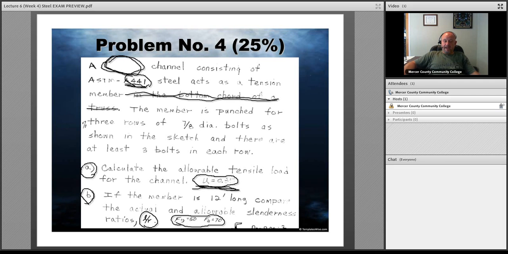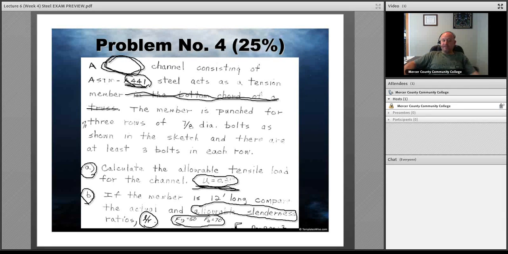So right off the bat, you know what the allowable slenderness ratio is. It's 300. Hopefully you wrote that in your blue book. If you didn't, please do. What's my allowable slenderness ratio for a tension member? 300. So how do I check my actual slenderness ratio?